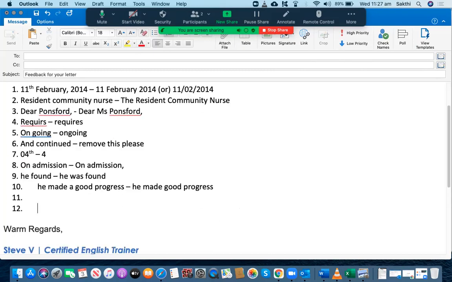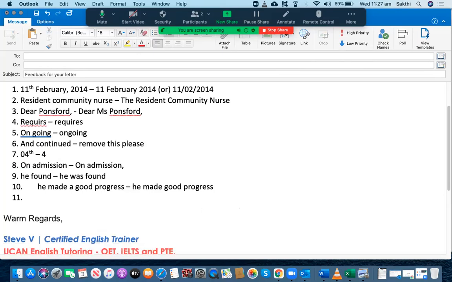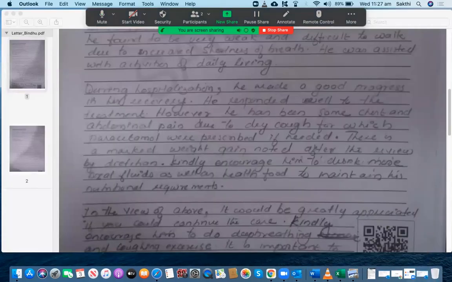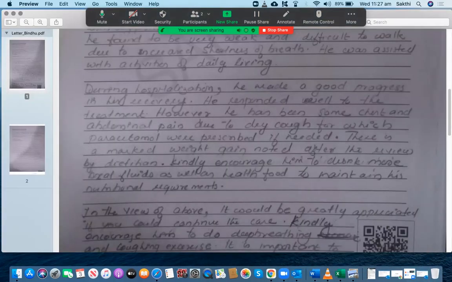Uncountable noun means, for example, information is an uncountable noun. You can't say I got two information from him, or I got one information from him, or I got informations from him. No, that's wrong. Information is an uncountable noun. It cannot be counted. It is neither a singular noun nor a plural noun. Okay, let's go to the next one.